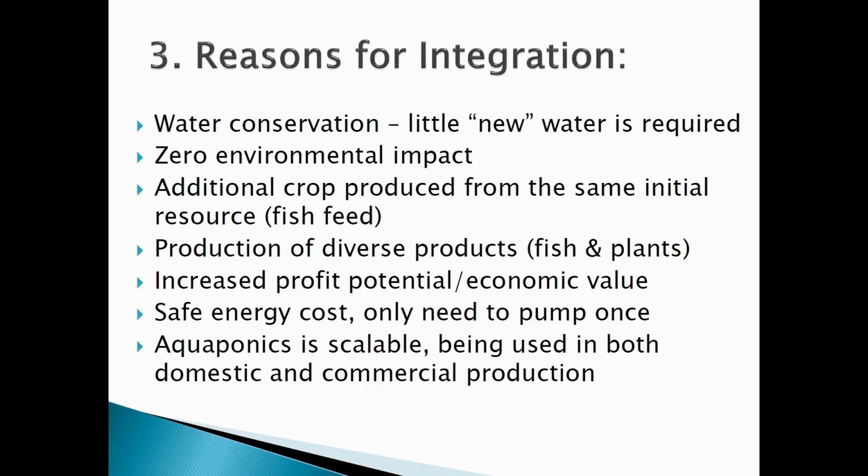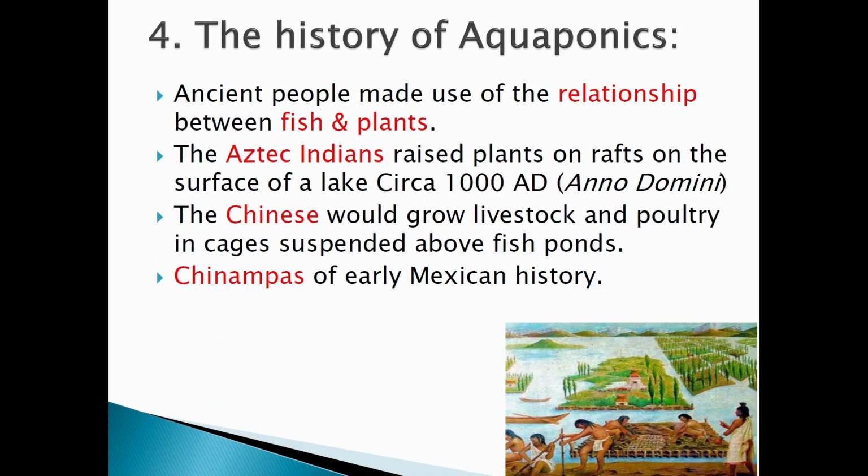Now, there are many reasons for integrating fish into your agricultural system, such as water conservation, an increase in profit potential, and delivering a diverse range of products, both fish and plants.